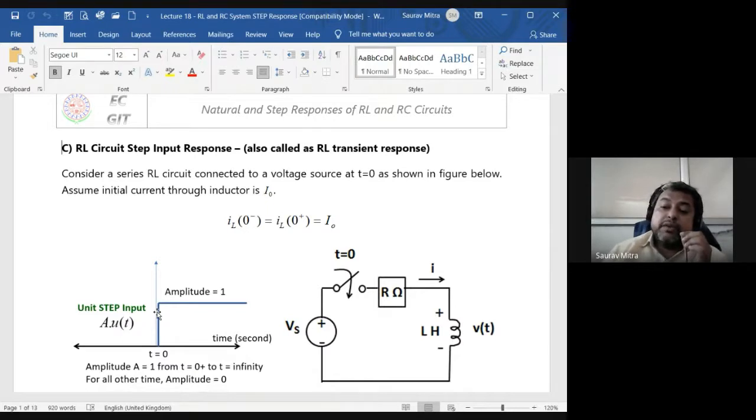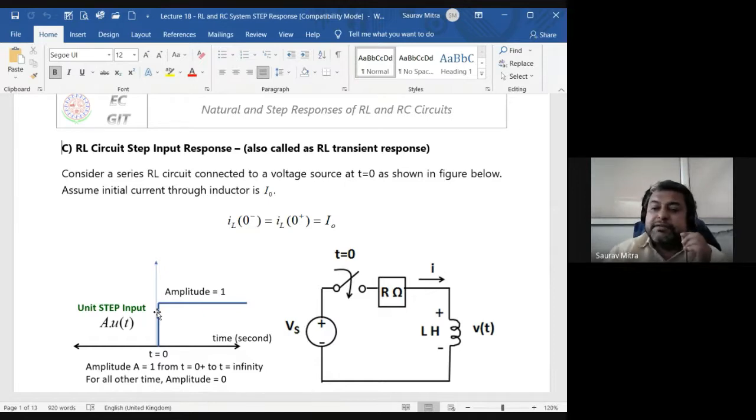For RL we found that the time constant was L by R. So if R was increasing, the time constant was decreasing, and the system fall was becoming faster. But for the RC circuit, the time constant is given by R into C. So the more the value of R, the more the time constant, and the system fall becomes slower. So these two time constants we have to always remember: for all LR circuits and all RC circuits, the time constant is L by R and RC respectively. So this is the difference.